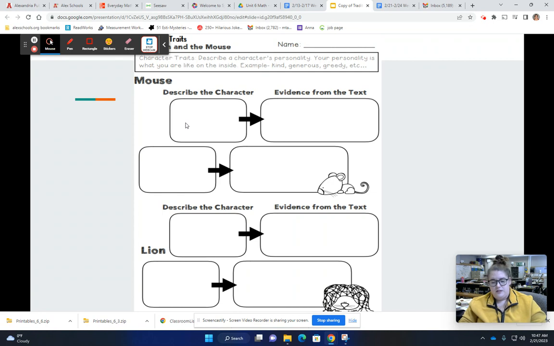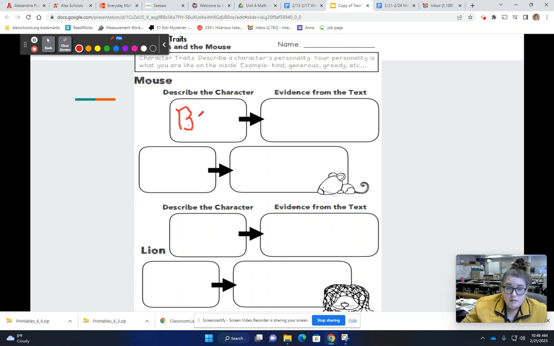All right. So this sheet is just the next sheet in your packet. We're going to do it together. I'm hoping my writing tool works. So, mouse, describe the character. What's one thing we could say is, I'm thinking of some traits. I'm thinking brave. You gotta spare me. I'm trying to do this with my mouse. And I think brave, and I think trustworthy.